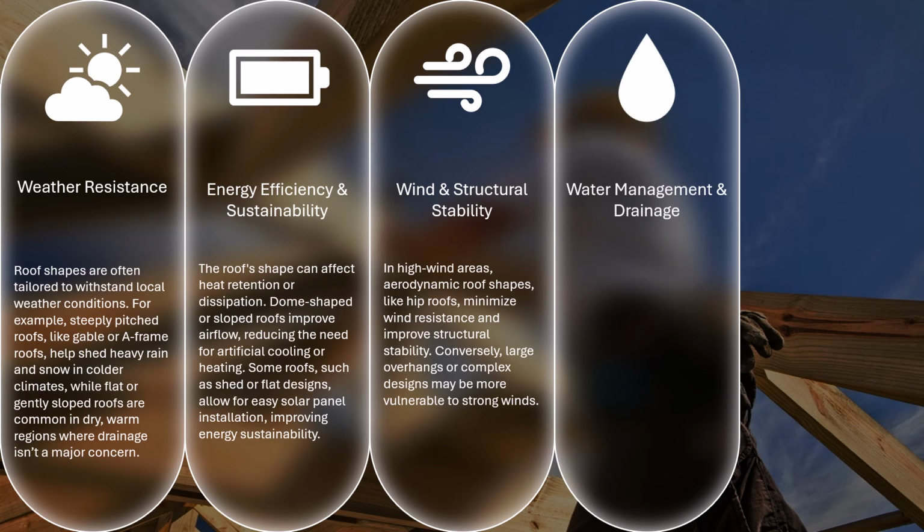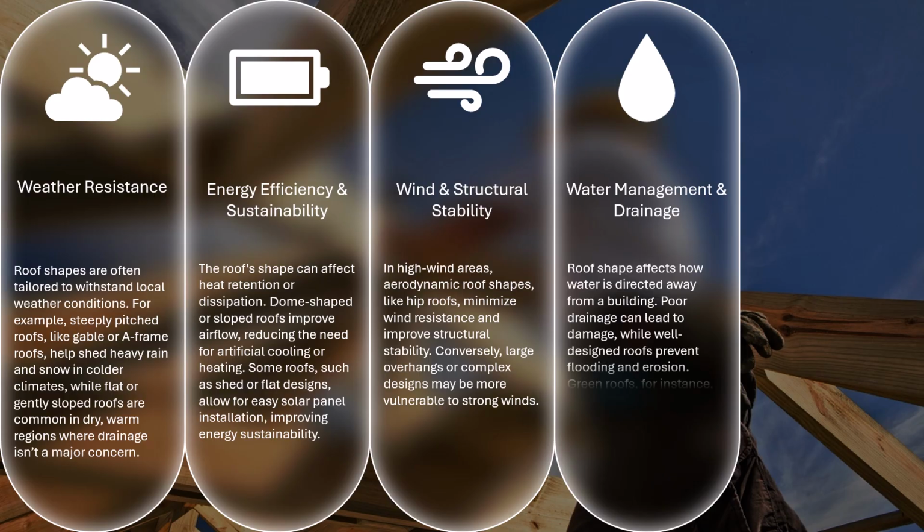Water management and drainage. Roof shape affects how water is directed away from a building. Poor drainage can lead to damage, while well-designed roofs prevent flooding and erosion. Green roofs, for instance, absorb rainwater and reduce runoff, benefiting urban ecosystems.